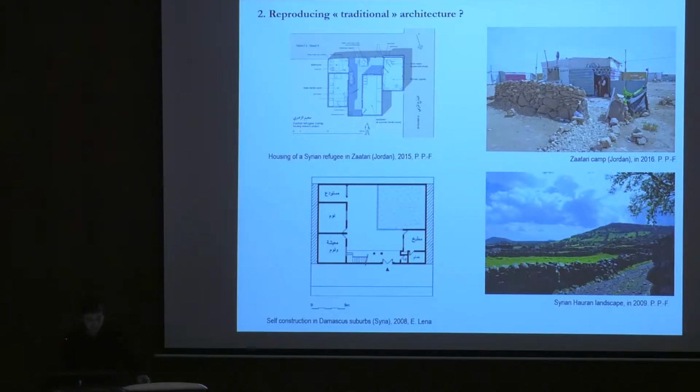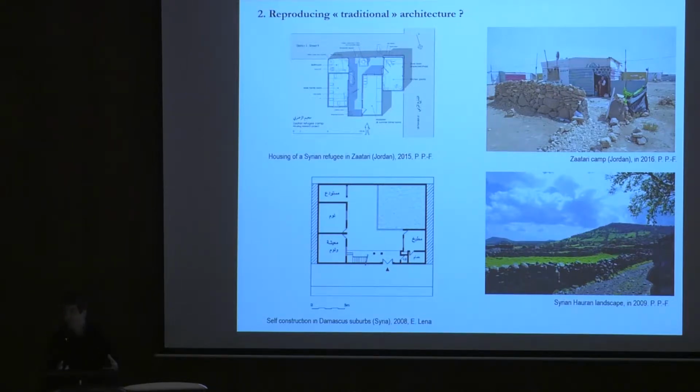And even in terms of informality and the shape of informal housing inside the camp, you can see down, it's a study that has been done by Etienne Lena and a group of architects in Syria on informality and informal neighborhoods in the suburbs of Damascus. And you can see some of the mapping that we did inside Za'atari, and it's quite similar.